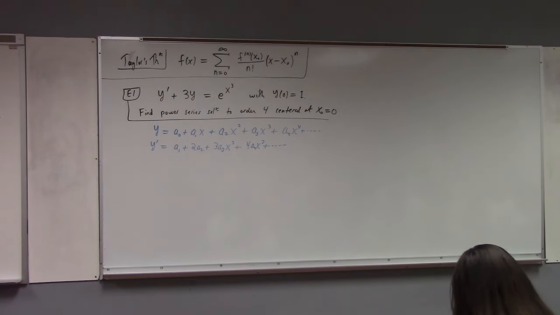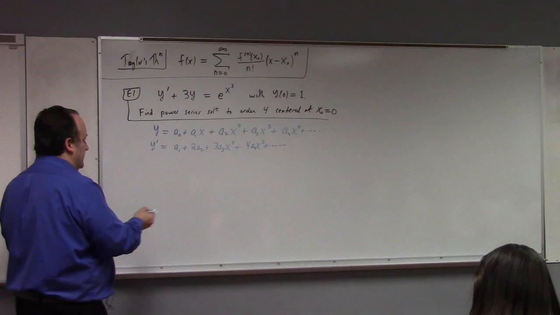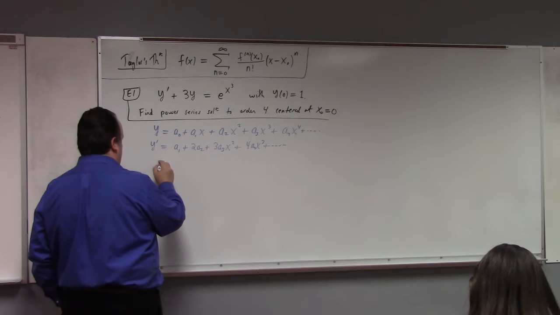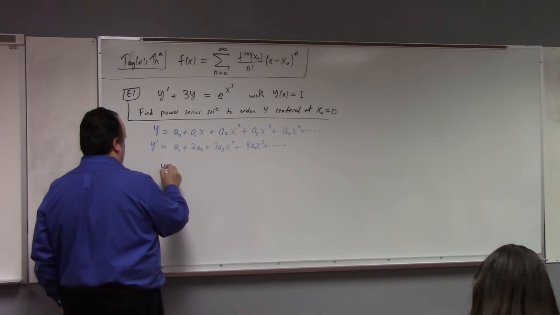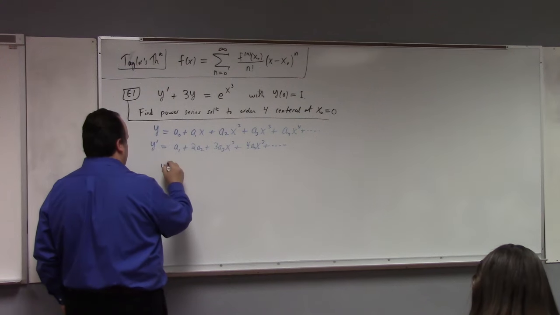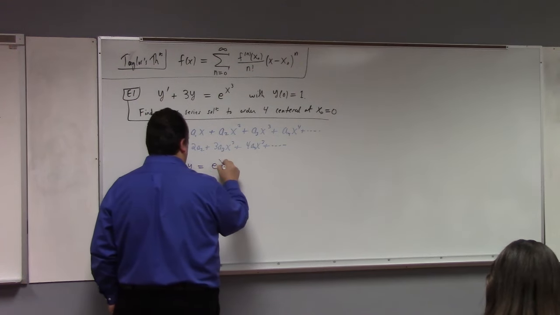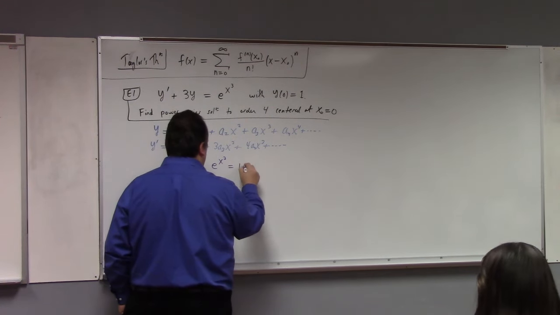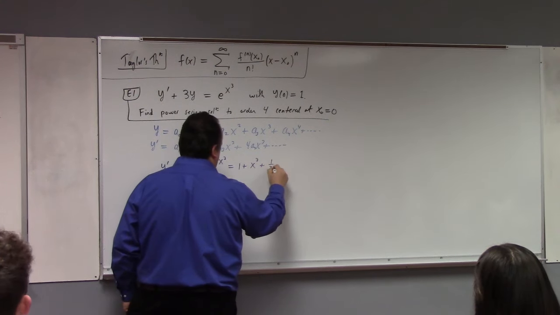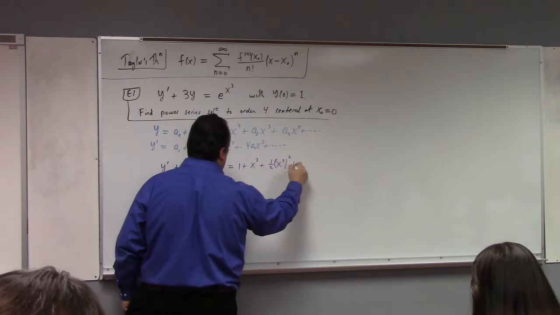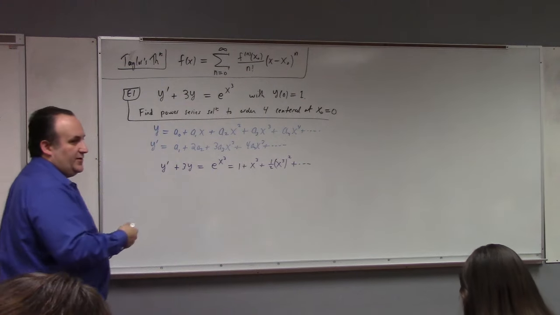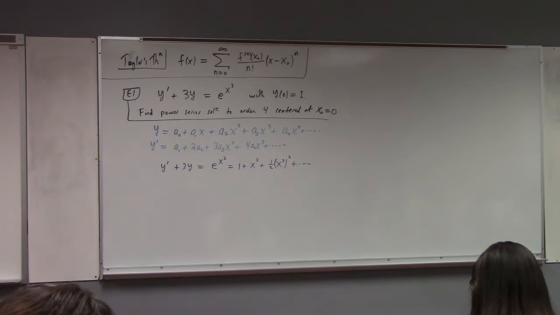Now we plug these into the differential equation. And here's where it starts to get a little bit interesting. I'm just going to write it out symbolically: y prime plus 3y equals e to the x cubed. Notice that e to the x cubed is 1 plus x cubed plus 1/2 x cubed squared. We're not going to need the third term because that's order 6. The first 2 terms should suffice in this calculation.